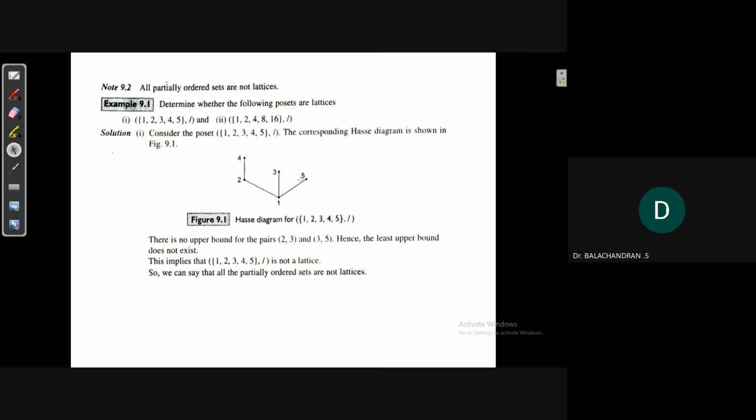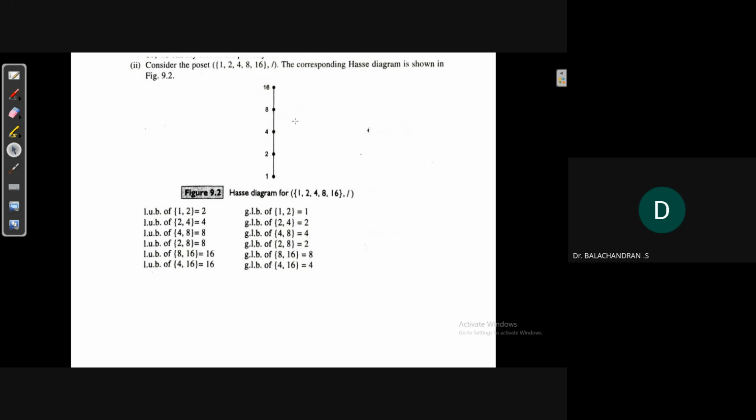Sometimes in two-mark questions, you are asked to give an example of a partially ordered set which is not a lattice. This is an example. Similarly, next one: 1, 2, 4, 8, 16 with division. So 1 divides 2, 2 divides 4, 4 divides 8, 8 divides 16. We know that this is a chain. A chain is always a lattice, because you can easily find that the least upper bound and greatest lower bound exist.